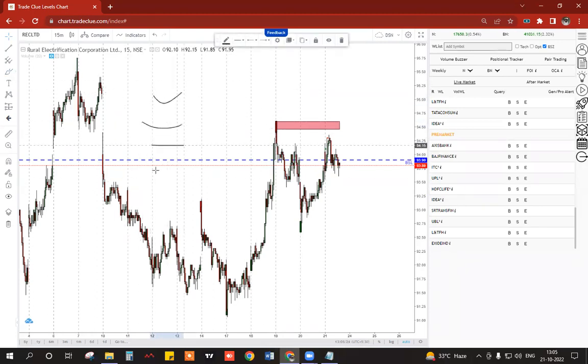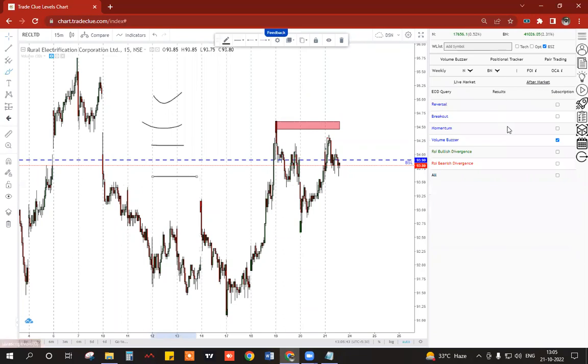if there are 5-10 stocks in the volume buzzer scanner, how to select only the ones which are more likely to give us a good breakout or a reversal pattern. We'll see that in today's session, as well as check the aftermarket volume buzzer scanner as I've written down in the notepad.